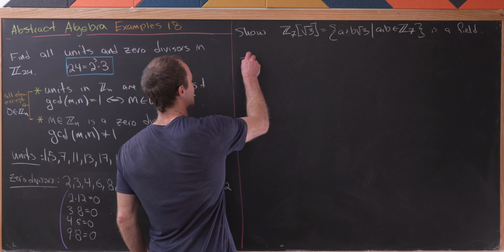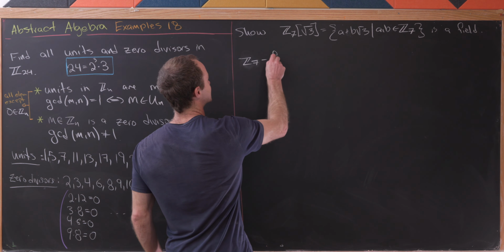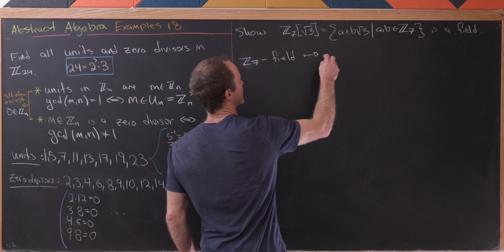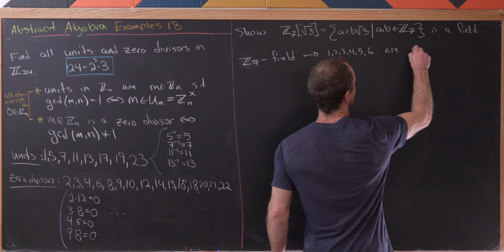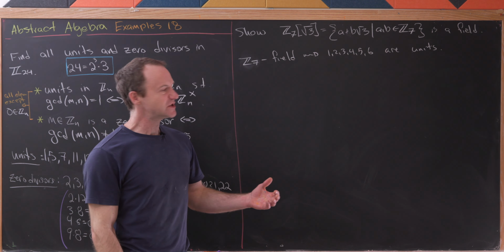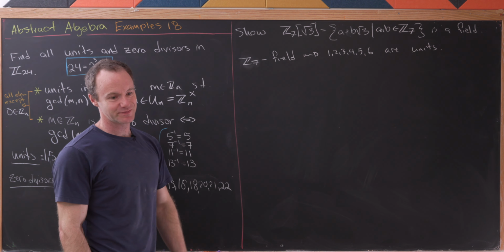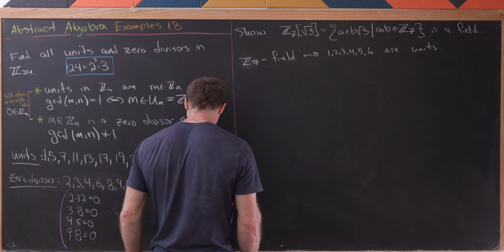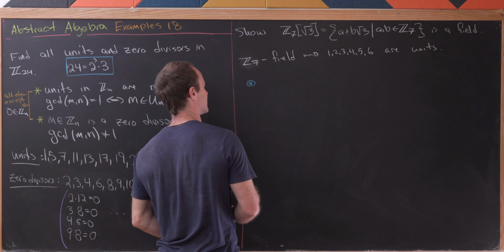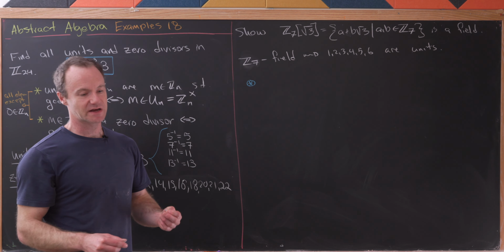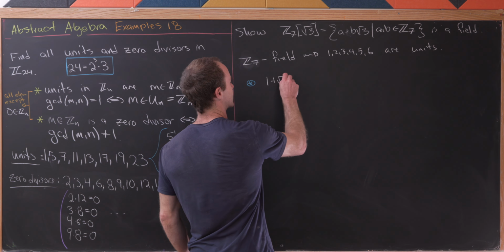So we know that Z7 is itself a field. So that tells us that 1, 2, 3, 4, 5, and 6 are units. They have inverses. Then we just have to check everything that has a portion attached to the square root of 3. And I think you just do this a little bit at a time, and you can be inspired by a couple of things to guess your inverses. So let's do a sample calculation here. I'm not going to do the whole thing because it's a lot of multiplying things together. Let's maybe look at 1 plus the square root of 3.